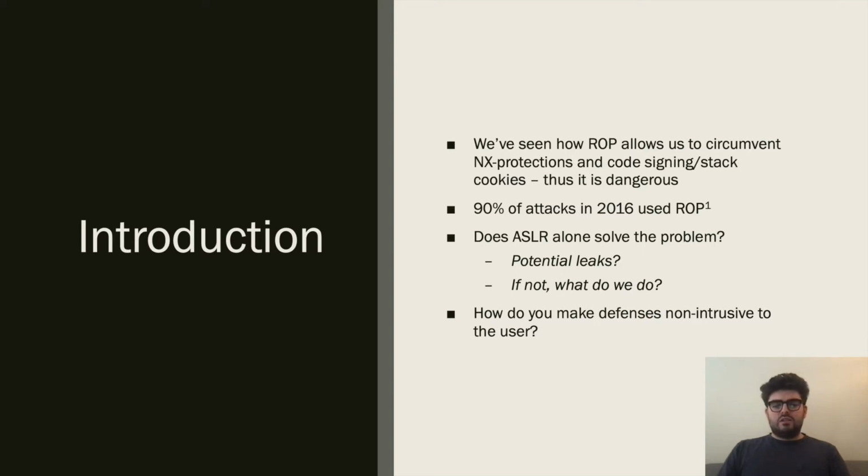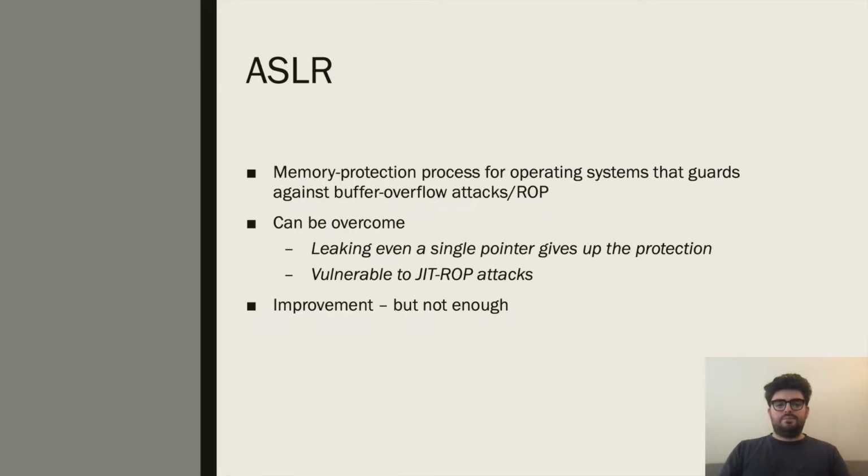But if it doesn't work, then what are the other defenses we have at our disposal? And finally, I'm going to talk about how we make defenses non-intrusive. So a good defense against an exploit like ROP requires us to not have to edit the kernel or have a significant amount of overhead that could make it inconvenient for us to use that defense.